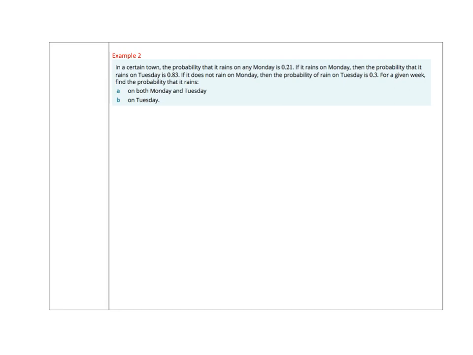Now, looking at this question in front of us, there's a fair bit of information which needs to be broken down. It says in a certain town, the probability that it rains on Monday is 0.21. So one of the events is that it rains on Monday. So let's start with the fact that the probability of it raining on Monday is 0.21.